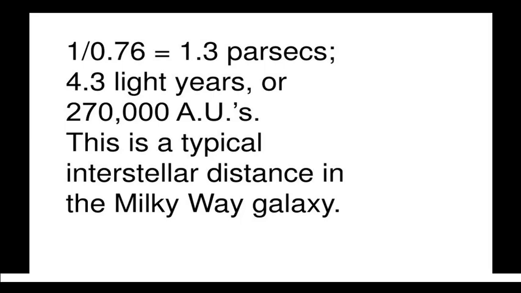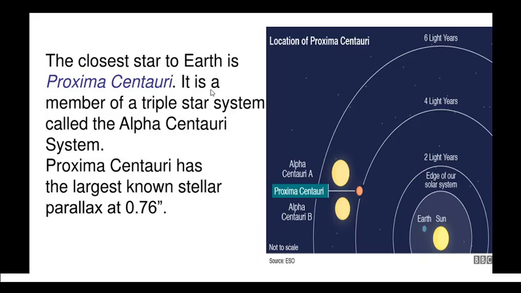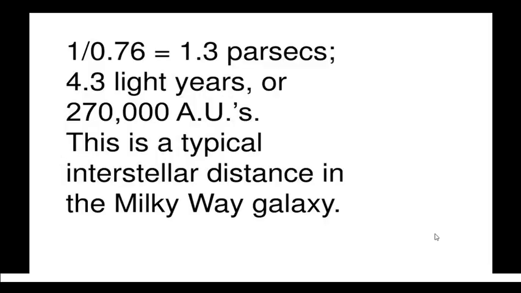So knowing the parallax, you can calculate the distance to the star, both in parsec as well as in light years, because you know that there is a relation connecting parsec and light year, that is 1 parsec is equal to 3.26 light year. So 1.3 multiplied by 3.26 light year will give you 4.3 light years, which is the distance to the closest star, that is Proxima Centauri, closest star to the Earth.